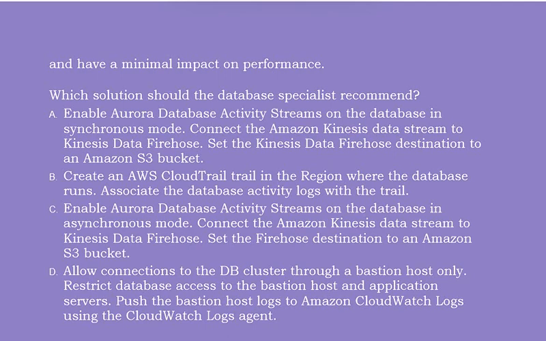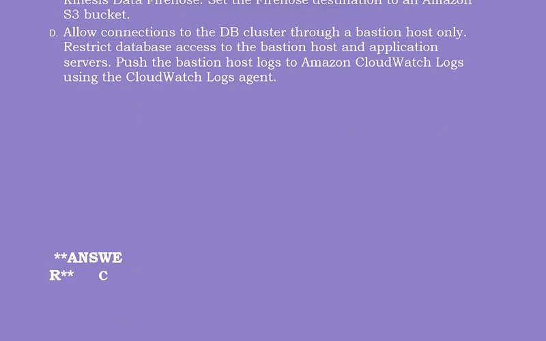Option C, enable Aurora database activity streams on the database in asynchronous mode. Connect the Amazon Kinesis data stream to Kinesis Data Firehose. Set the Firehose destination to an Amazon S3 bucket. Option D, allow connections to the DB cluster through a Bastion host only. Restrict database access to the Bastion host and application servers. Push the Bastion host logs to Amazon CloudWatch Logs using the CloudWatch Logs agent. Correct answer is option C.